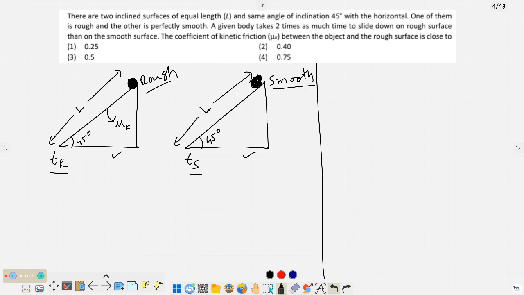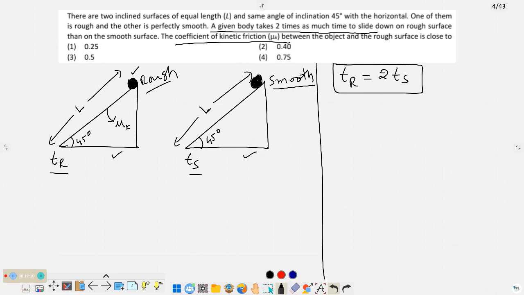So in the question, what is given here? A given body takes 2 times as much time to slide down. On the rough surface, it takes more time to come down; on the smooth surface, it comes faster. So the time taken for the body to come down on the rough surface is 2 times that on the smooth surface. This is the concept given. Using this, they are asking for the coefficient of kinetic friction between the object and the surface. That means, for the rough surface we took, this mu k value is equal to how much? That is the question.